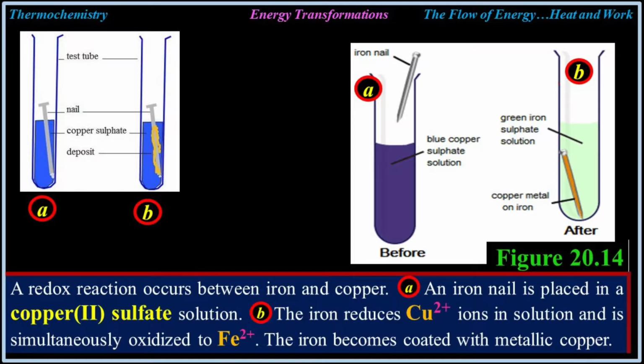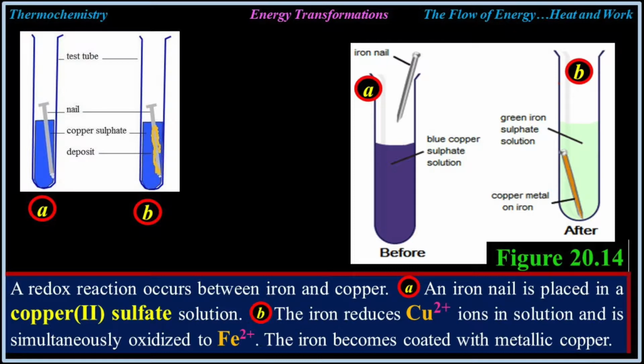Here is figure 20.14. You look at A and look at B. A redox reaction occurs between iron and copper. A. An iron nail is placed in a copper 2 sulfate solution. The iron reduces the copper ions in solution and is simultaneously oxidized to iron plus 2. The iron becomes coated with metallic copper.